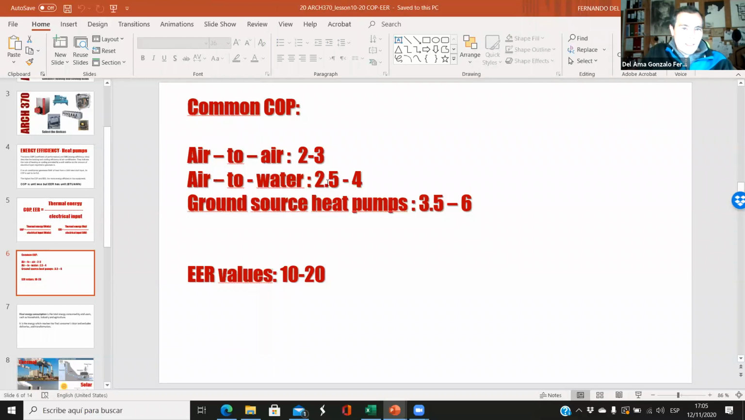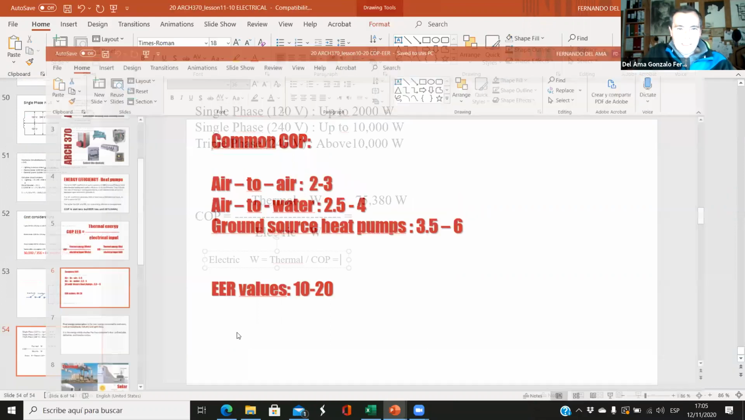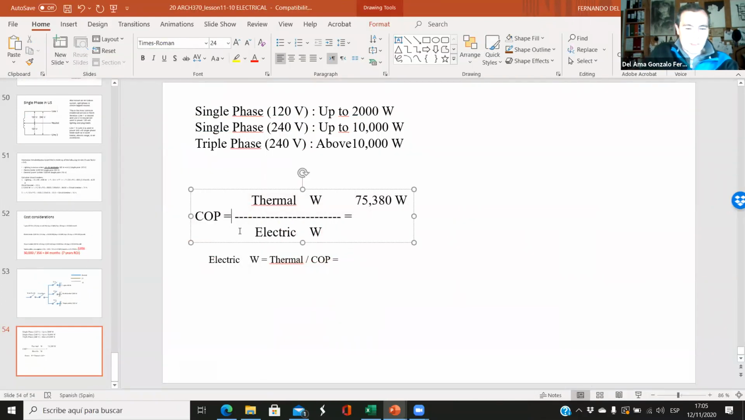So it can be 2, 3 if we are dealing with an air-to-air system, 2.5 to 4. Okay, so let's say that the COP is 3 in our system. So the total electric consumption will be the thermal consumption, which is 75,380 divided by 3. So 75,380 divided by 3 is 25,126 watts.